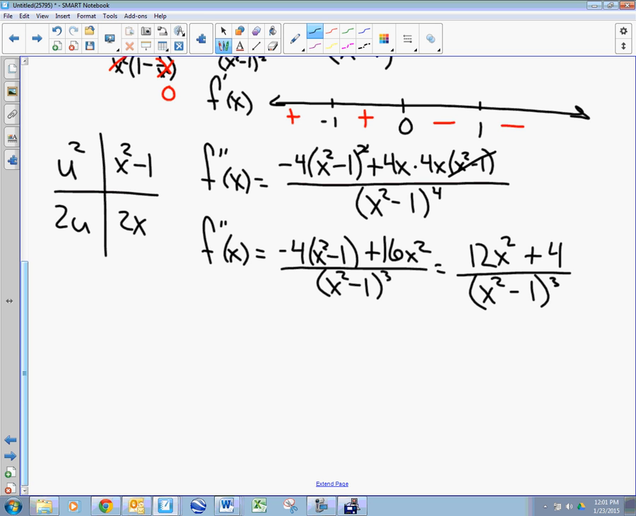I divided out an x squared minus 1 from everything. So I took one out of the top, I took one out of the bottom, and they cancel.